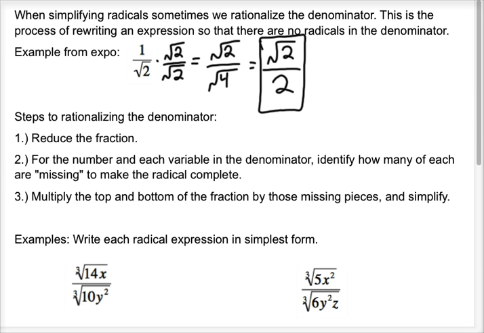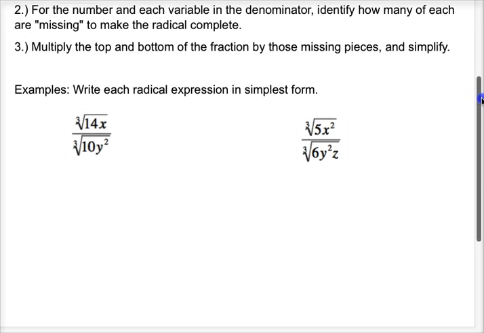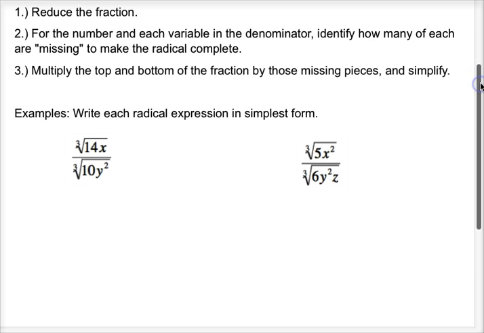And we can actually follow that same process for higher powered ones as well. The process looks a little bit different, however, it is essentially the same. So let's take a look at what that looks like. First step, reduce the fraction. Second step, for each number and each variable in the denominator, identify how many of each are missing to make the radical complete. And then multiply top and bottom of the fraction by those missing pieces and simplify.